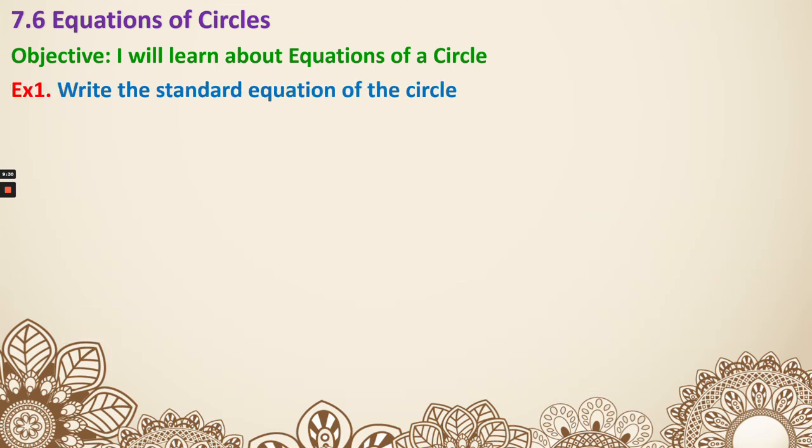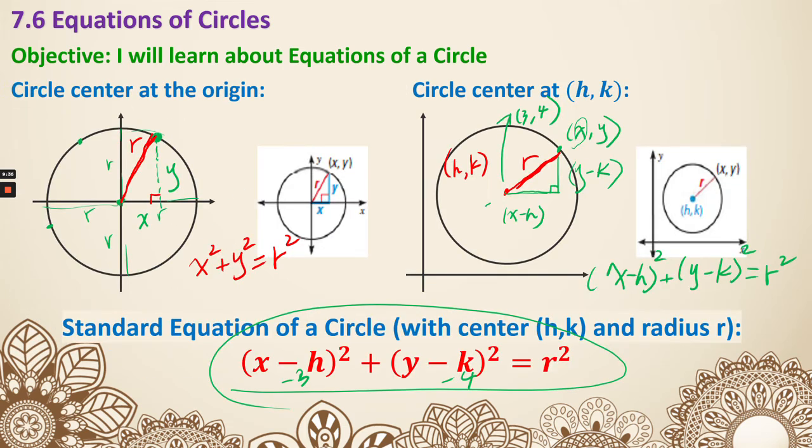Write the standard equation of a circle. First, the circle is centered at (0, 0). So real quick, if you look at the first one, the center is (0, 0). That basically means my h is 0, my k is 0. So I put it in. That's x minus 0, that's y minus 0. Basically it is x squared plus y squared equals r squared. So a circle centered at the origin is just a special case of the standard equation of a circle.